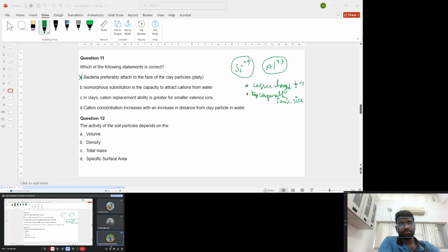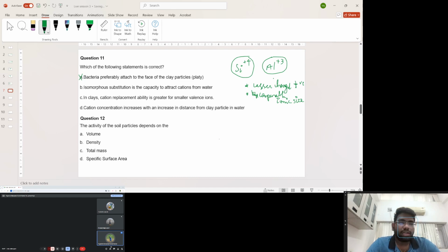Any doubts? No, sir. Now, in the case of lesser cations, it can be magnesium also. Magnesium plus 2, calcium plus 2, these things also. So these ions are usually found in the pore water that is present. So its ability to attract is isomorphic substitution.